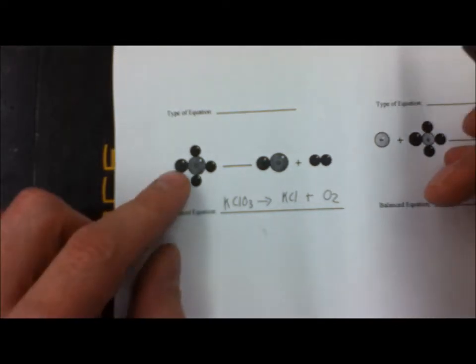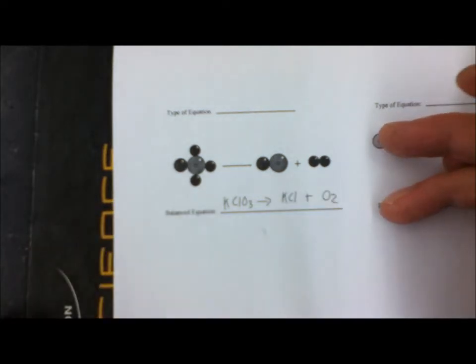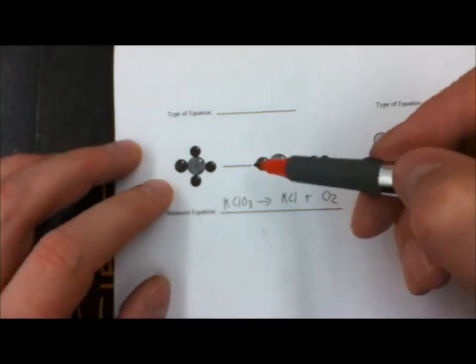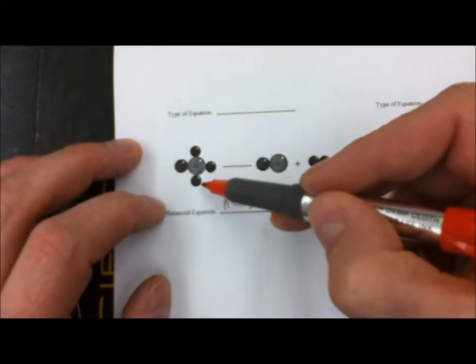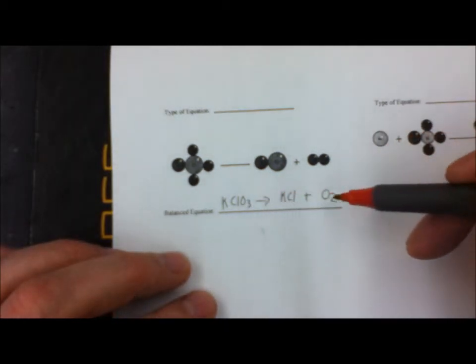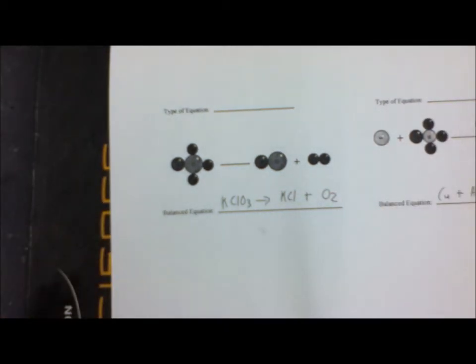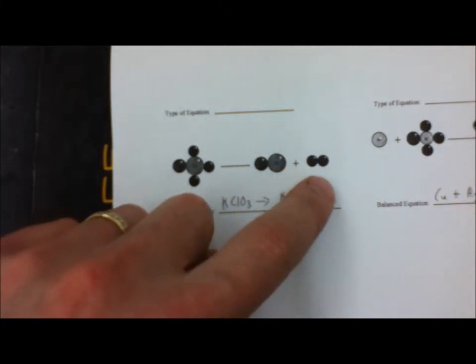Look at the 2 other examples. Here we've got potassium chlorate reacting to produce potassium chloride and oxygen. So we've got 1 potassium, 1 potassium, 1 chlorine, 1 chlorine, 3 oxygens, 2 oxygens. So everything is balanced except for the oxygen. So somehow we have to balance these out. Now a little trick for you is, if you've got a 3 and a 2, if you multiply those, you get 6. So somehow we've got to get 6 oxygen atoms on this side and 6 oxygen atoms on that side.